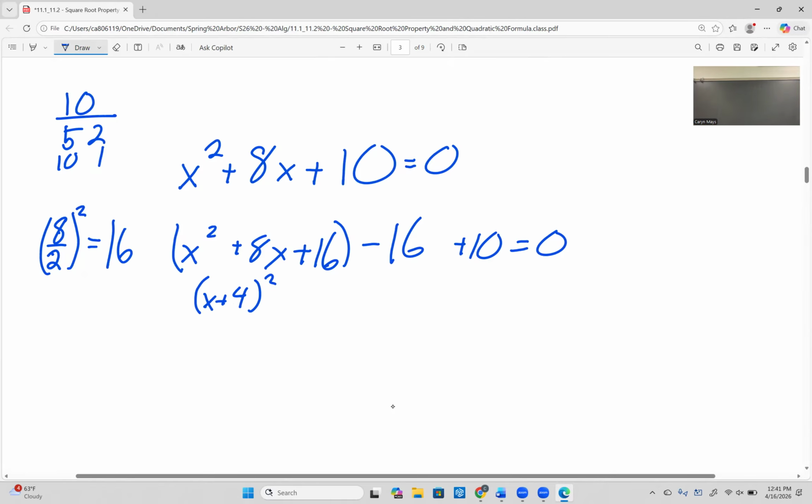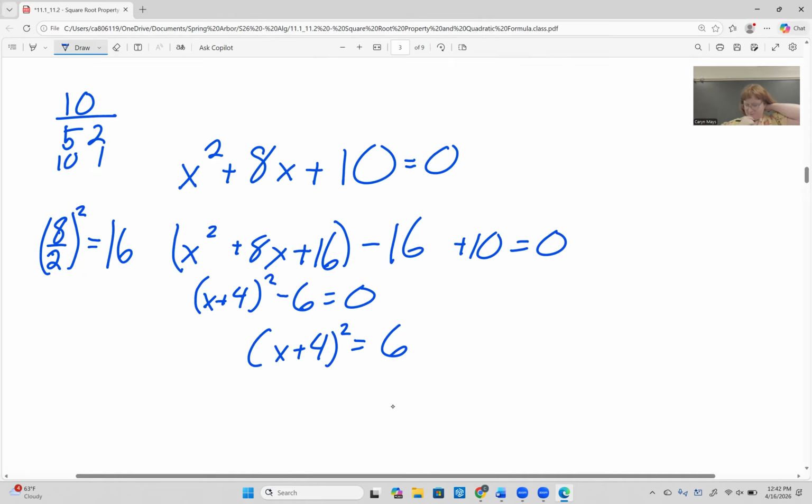What do my like terms combine down into? 16 minus 22 is -6. So x plus 4 squared minus 6 equals 0. This looks like those problems we were solving in 10.1. If I wanted to solve this, I'd work outside in to get x by itself. So what would be the first thing to do to solve it? Add 6. So I have x plus 4 squared equals 6.